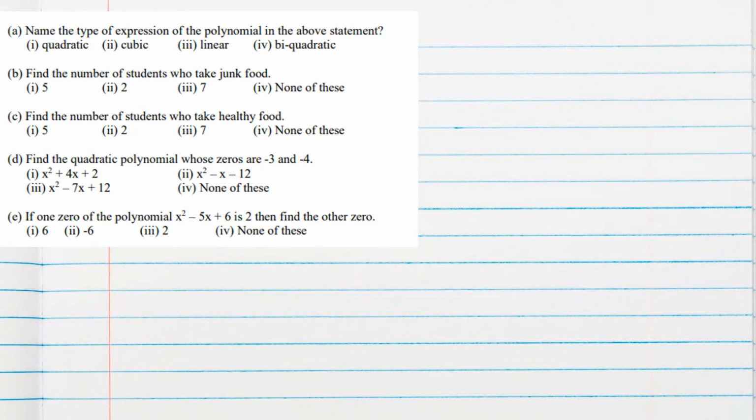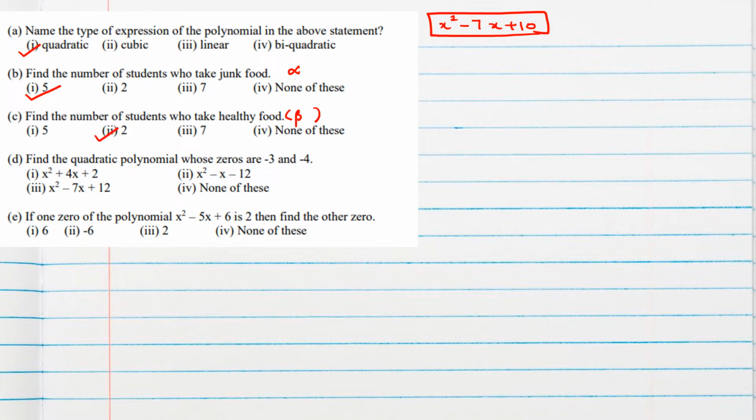The question is: name the type of expression of the polynomial in the above statement. So this is the polynomial. Okay, degree 2, that is a quadratic polynomial. Find the number of students who take junk food. Junk food means alpha value, and we found the alpha value as 5. So our answer will be 5. Find the number of students who take healthy food. Healthy food means beta value, which is 2.